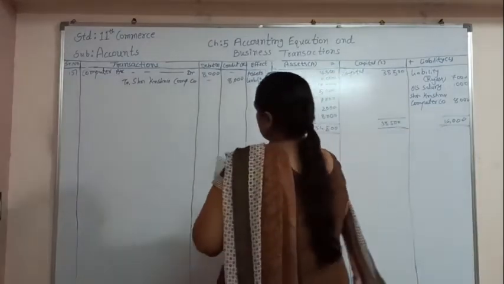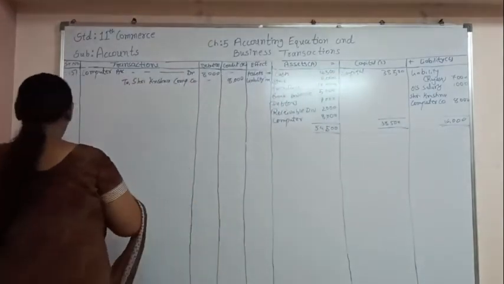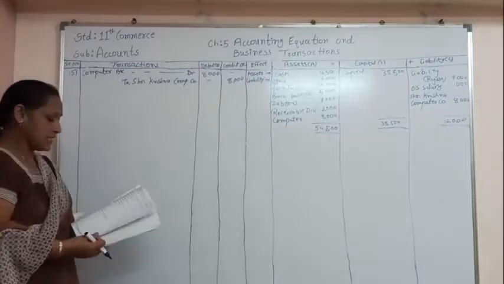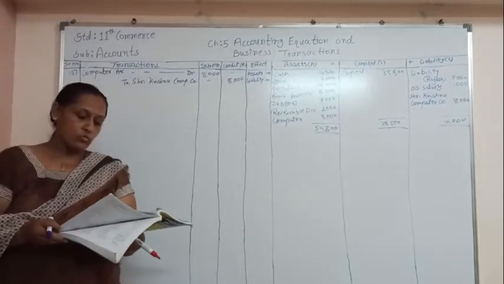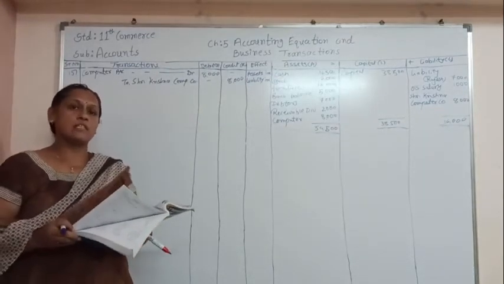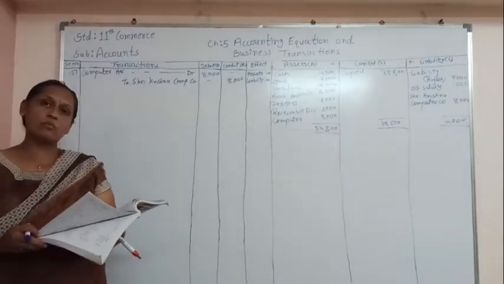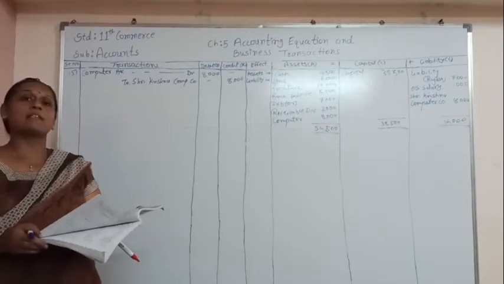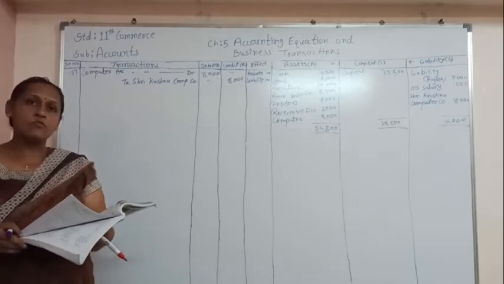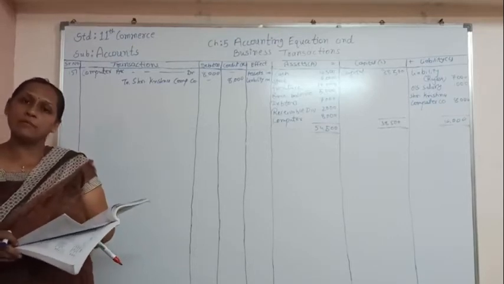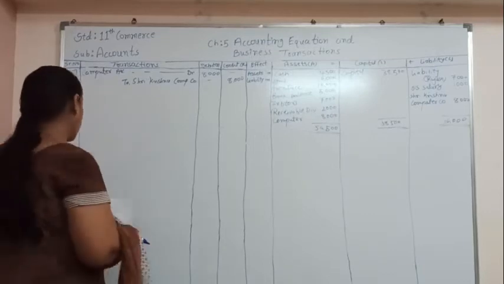And the next transaction is transaction number 16, and it is telling us that the owner withdrew rupees 1,000 from the business. For that, bank account debit to cash. That journal entry we are going to pass, and because of that cash is going to be decreased as well as capital is going to be decreased.